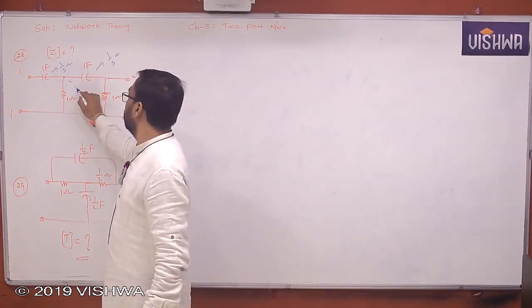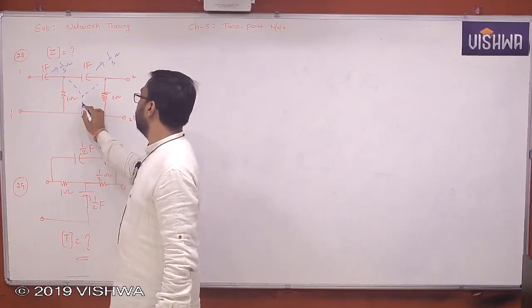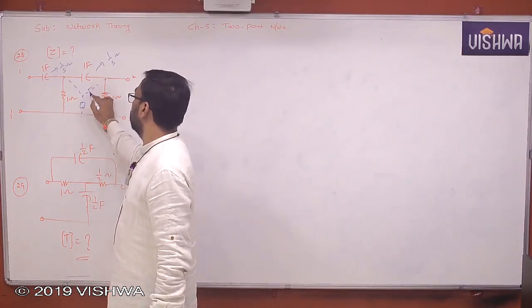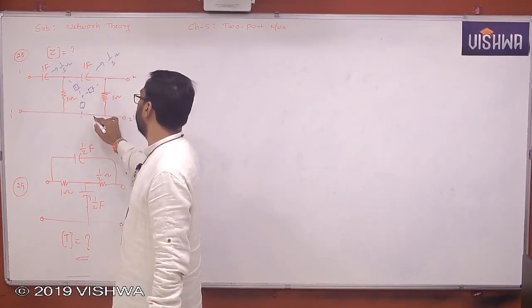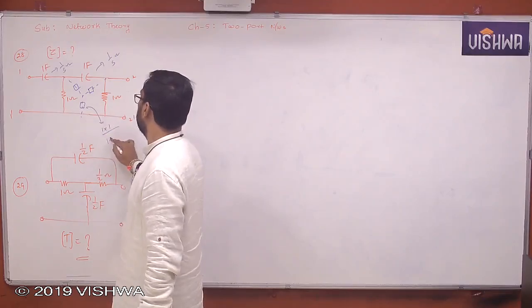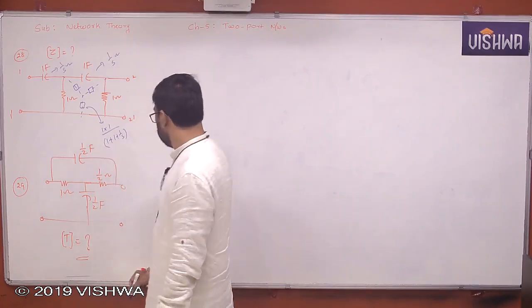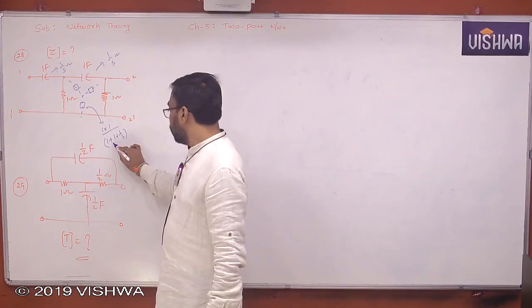You can convert this into a T model. Yes or no? T model. How do you find the T model here? Let me find here. 1 into 1 by 1 plus 1 plus 1 by S. So what is the denominator here? 1 plus 1 plus 1 by S. That means 2 plus 1 by S. So 2S plus 1 by S.